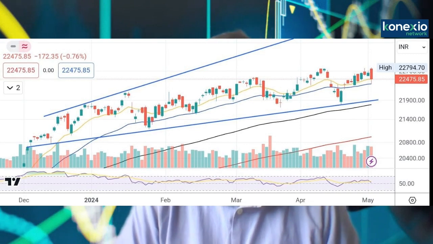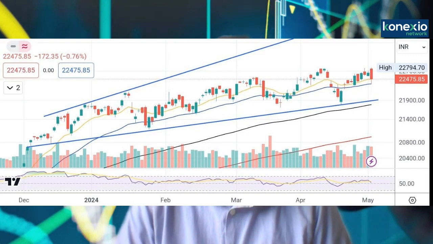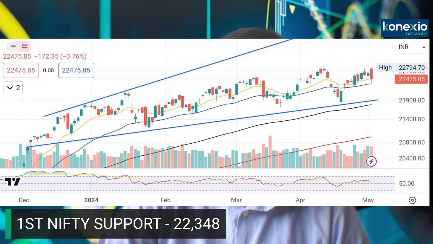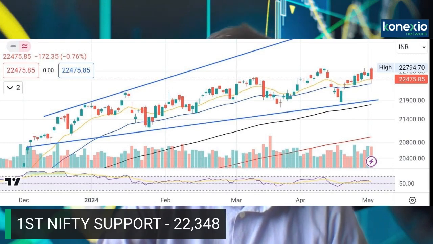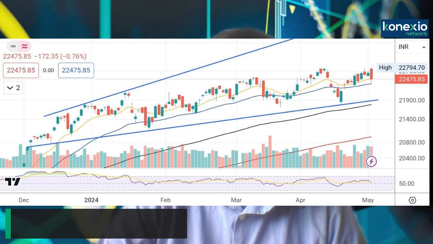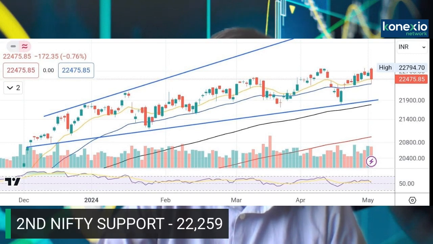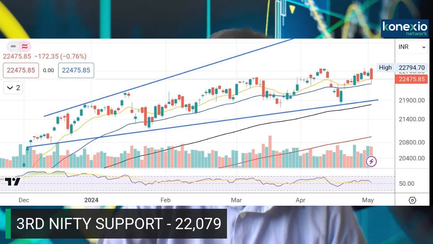So friends, now let us discuss the important support and resistance levels in Nifty for the next week. The first support in the Nifty is placed around 22,348. Below that, the second support is placed at 22,259. Third support is placed around 22,079.